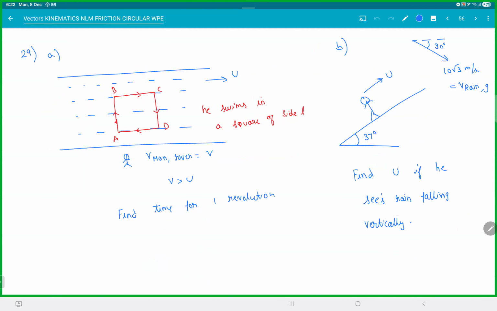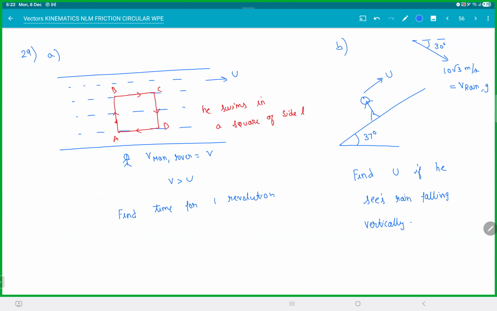We have a river which is flowing with u, and we have a man who can swim with speed v. This guy is swimming in a square. So when you look from outside, he's actually swimming in a square. He's not trying to swim in a square, he's swimming in a square. He's going from A to B when the river is flowing this way. Just to give an idea, do you think he's swimming straight? If he swims straight, he can't go in a square. He must be swimming at an angle. The net velocity must be pointing in the vertical direction. Find the time taken for one revolution.